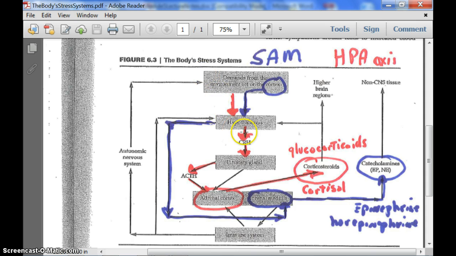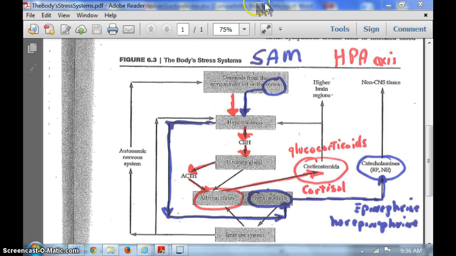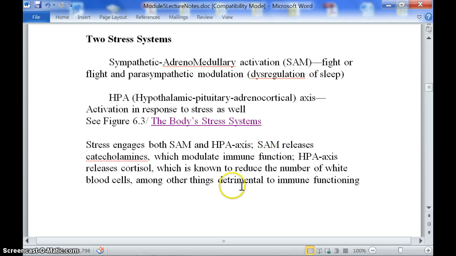So you've got SAM, which releases the epinephrine and norepinephrine, and you've got the HPA axis, which releases the glucocorticoids or the cortisol. These hormones, certainly under the HPA axis, we know suppress immune functioning or make our immune system go a little haywire over time. And depending on your genetics and the environment you're in, this can lead to all kinds of conditions, illness, autoimmune conditions, and so forth.